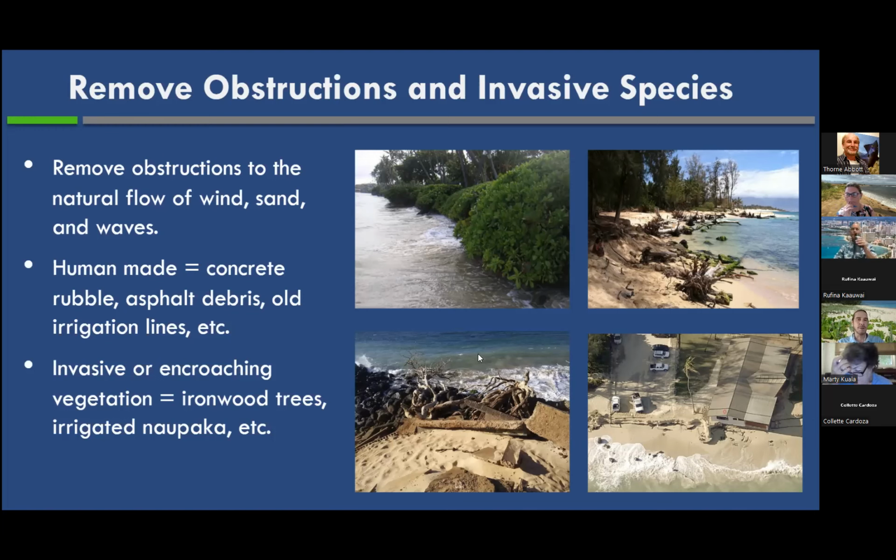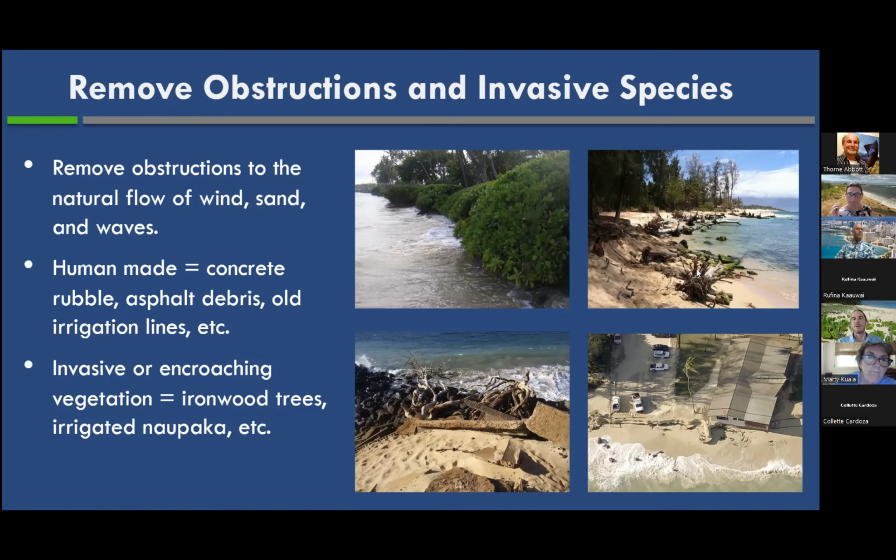So also another type of obstruction is vegetative in nature. So you can see in this upper left-hand picture, you have a big, sort of a big green wall of irrigated naupaka that is growing too close to the ocean. We like native plants, and naupaka is a native plant, but in areas close to a watered landscape, such as a resort or someone's yard, those plants get overwatered and they can grow really, really tall and kind of creep down onto the active beach. Where they create a barrier to the natural flow of sand.